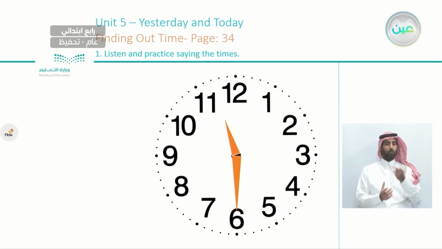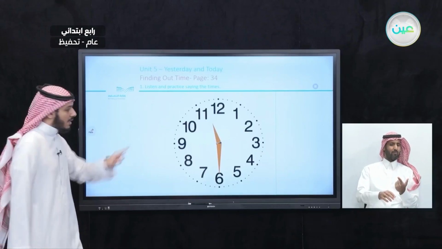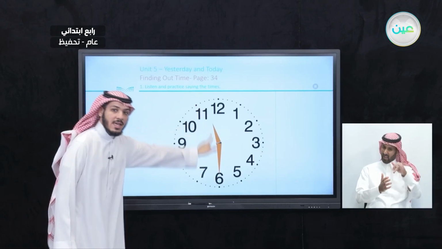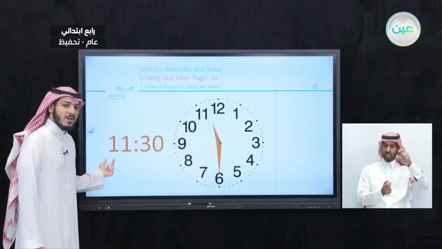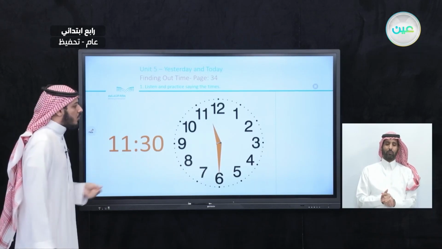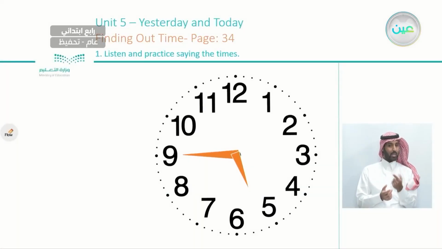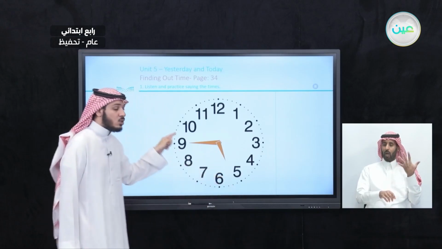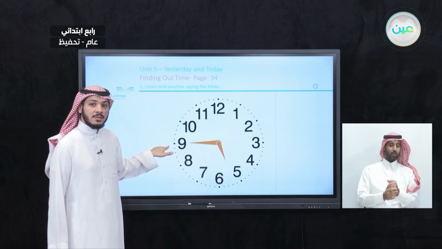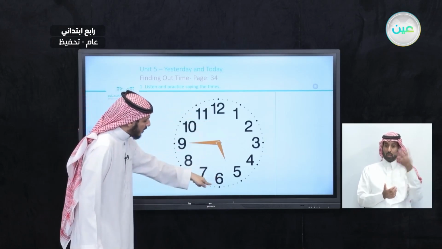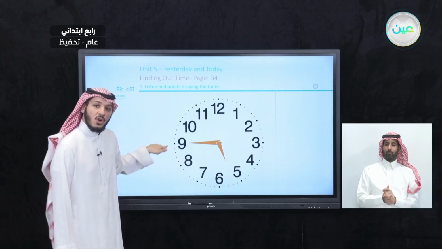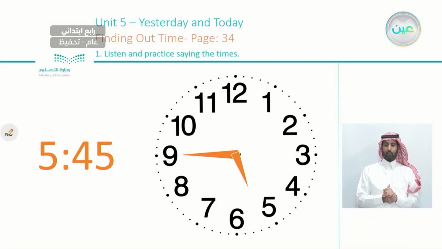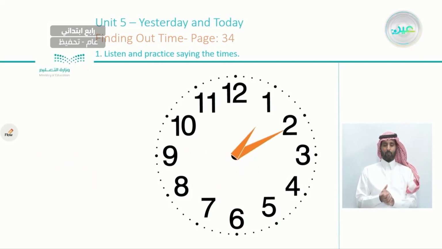Now, what about this? What time is it? It's 11. Excellent. 30. That's right. So we have 11:30. Okay. Now, what time is it here? Yes, it's on 5. Excellent. And what about the minutes here? Number 9. Yes. So we have 30, 35, 40, 45. Excellent. So we have 5:45. Excellent.